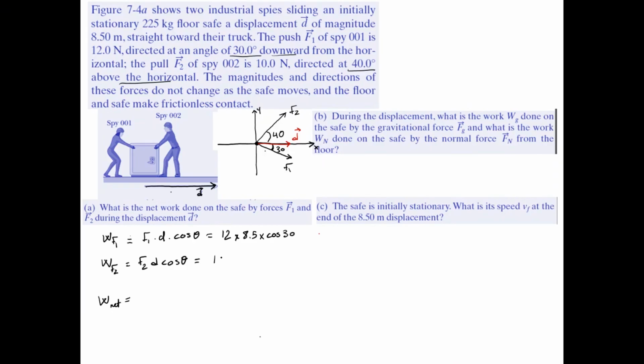F2 is 10 newtons. I'll substitute these. We can calculate the work done by each force. This will be 88.3. The unit is joules. And this is 65.1 joules as well. And to find W net, I'll just add these. Remember, the work done is a scalar, so you don't have to worry about X and Y components when finding the net work. You just add them numerically.